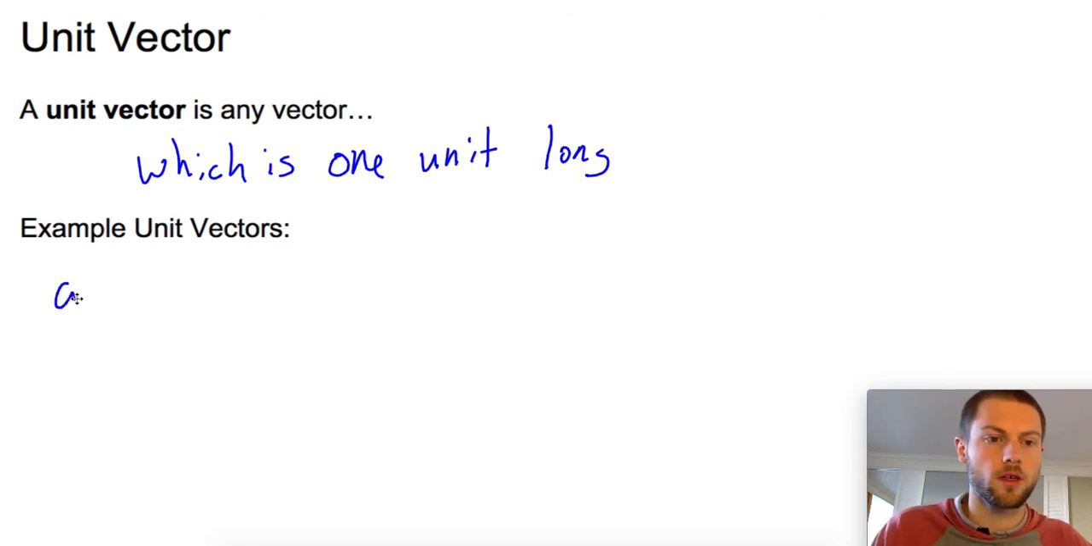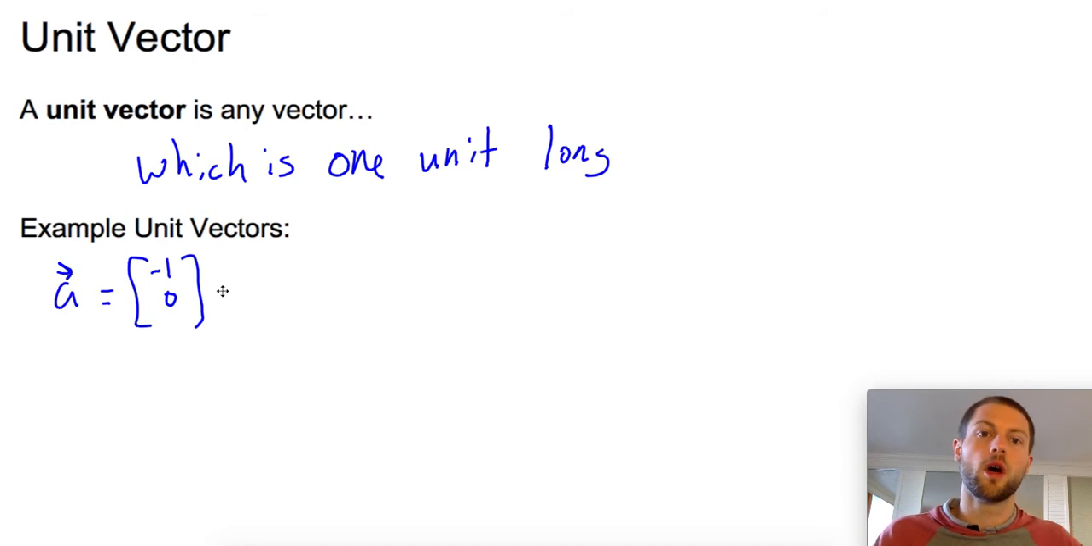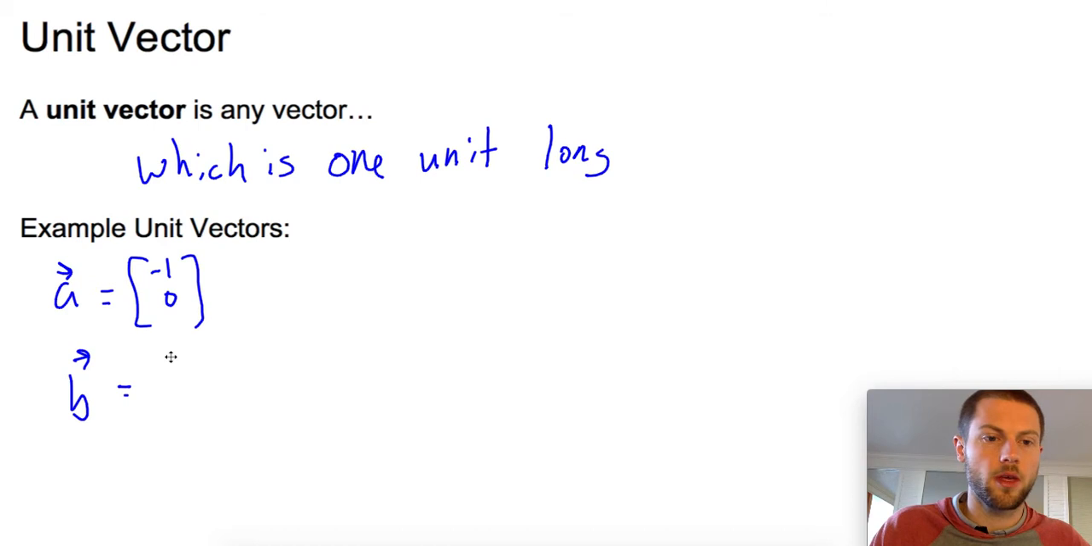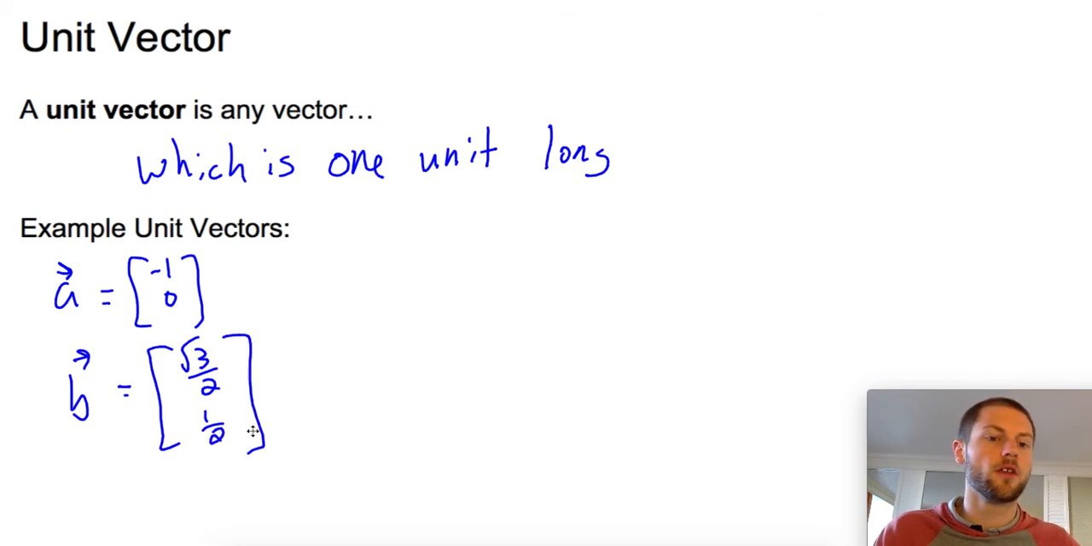So here's an example. This vector A is a unit vector because it is just one step in the horizontal direction, and that's it. So the length you can see is just 1. Here's another vector that's a unit vector. That's going to be square root of 3 over 2 and 1/2. And hopefully that's looking kind of familiar. These are the xy coordinates for your special trig value.